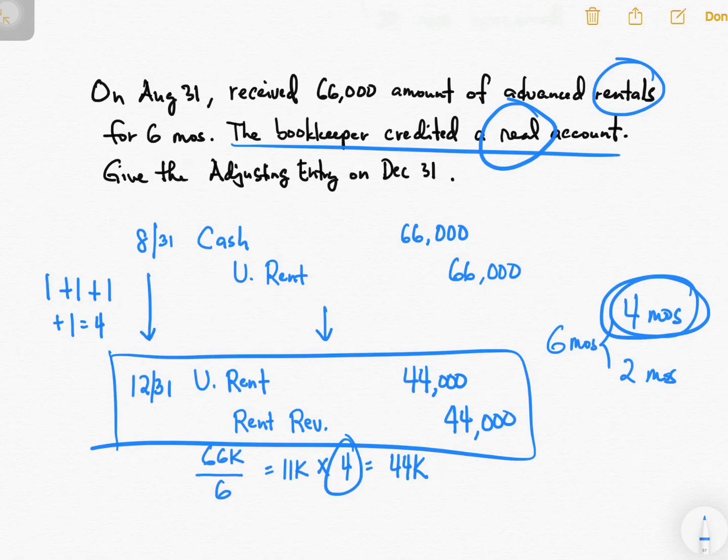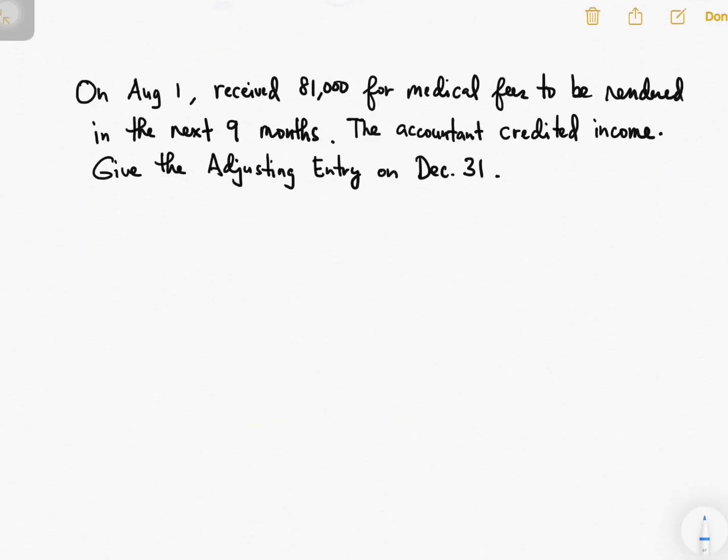Now, let's have another, and this is the last one because the video is too long already. Now, let's try this one. August 1, receive 81,000 for medical fees to be rendered in the next 9 months. And the accountant credited income. So, this is income method right away. Then you are tasked to prepare the adjusting entry on December 31. So, my suggestion is to first prepare the journal entry. So, let's start August 1. You receive cash, so debit cash 81,000 and your credit here is, let's just write income, 81,000. This is your journal entry.